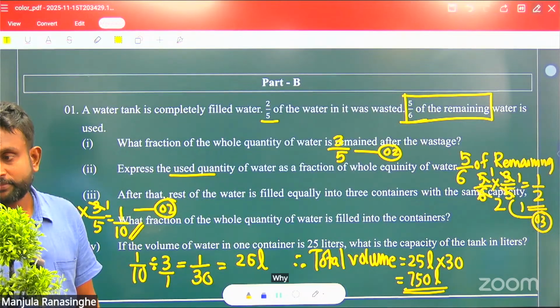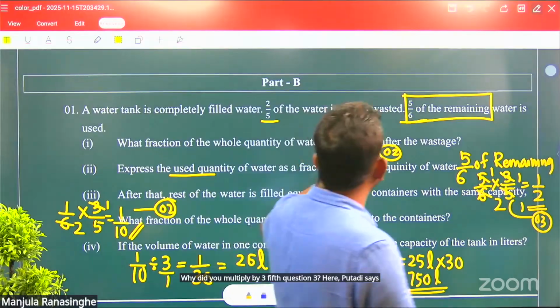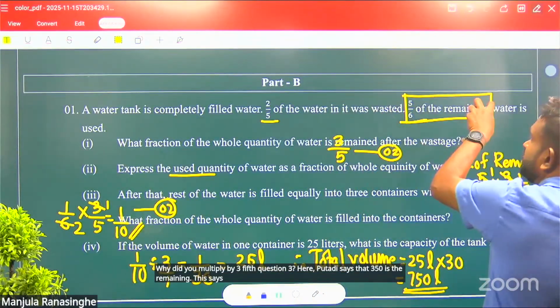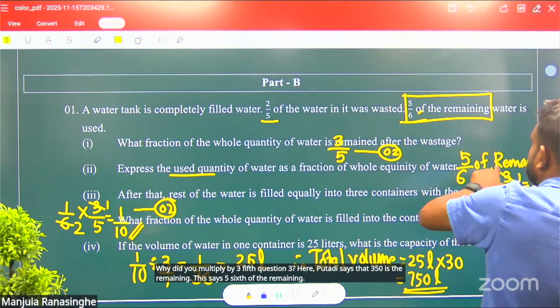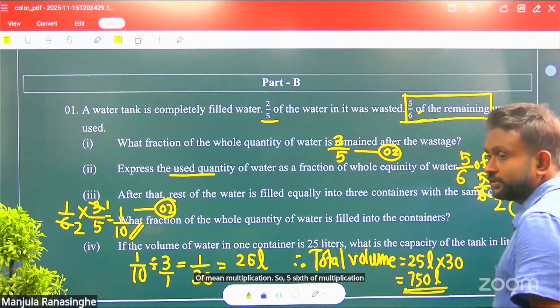Why did you multiply by 3/5? Here, they say that 3/5 is the remaining. It says 5/6 of the remaining, meaning multiplication. So 5/6 of multiplication, the remaining was 3/5. That's why we multiply.